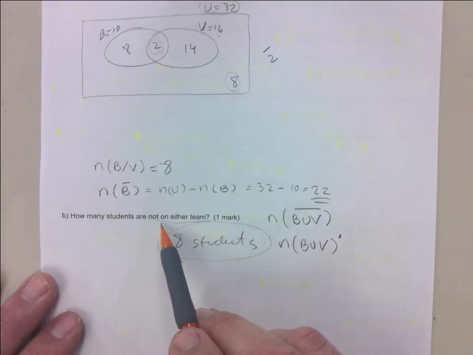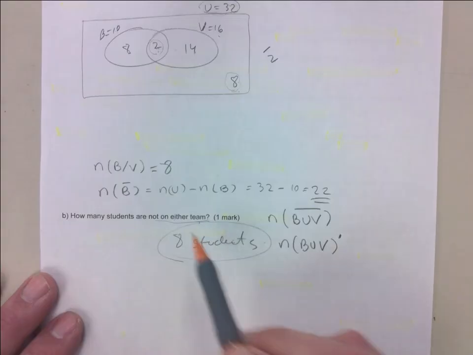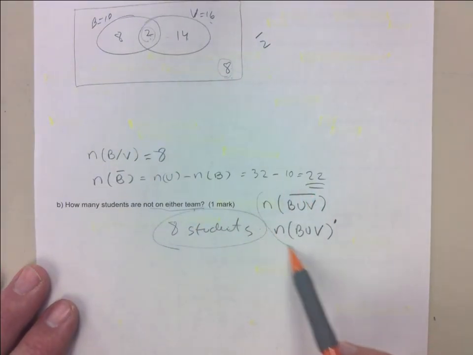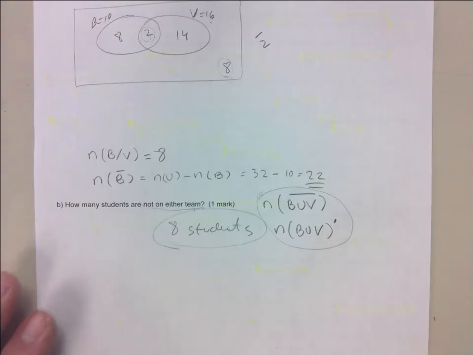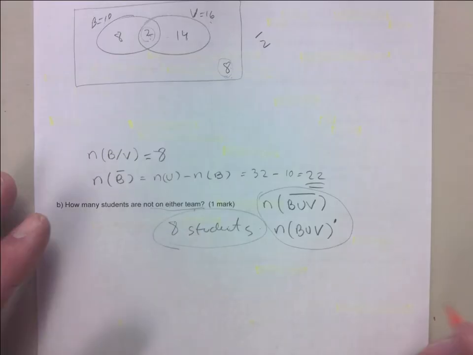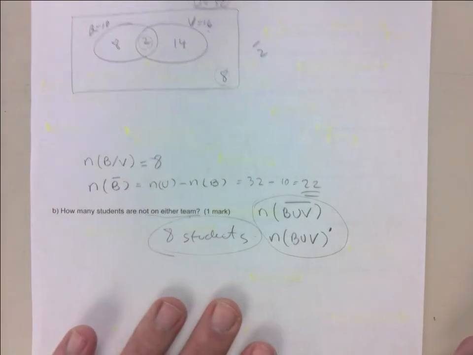How many students are not on either team? They're asking for outliers. Remember the notation for outliers. And so it's 8 students. You already did the work, so you just had to really answer there. So you got the bonus marks there.